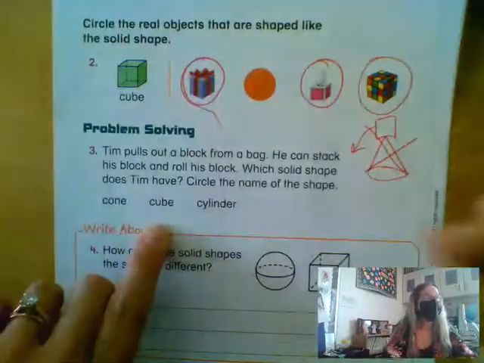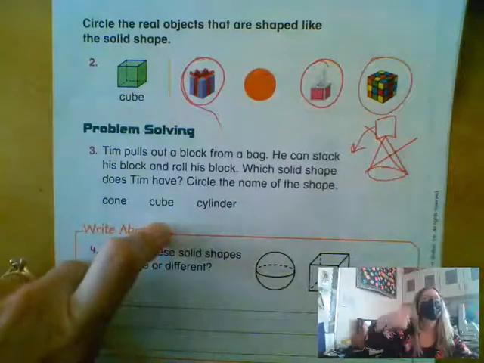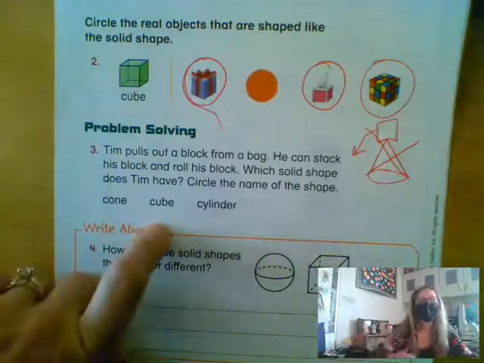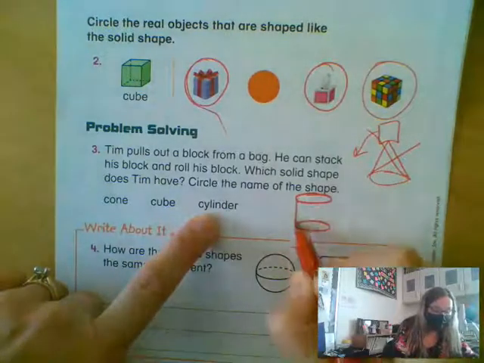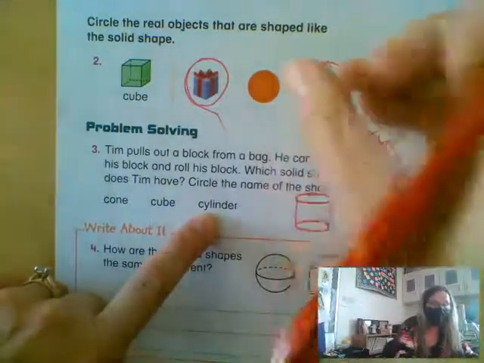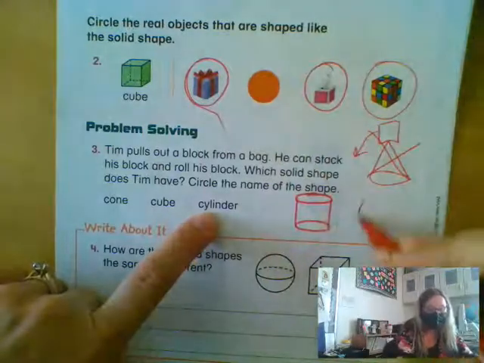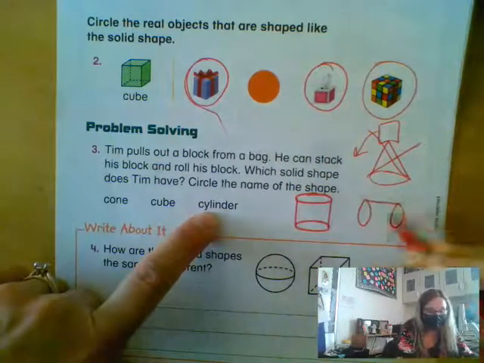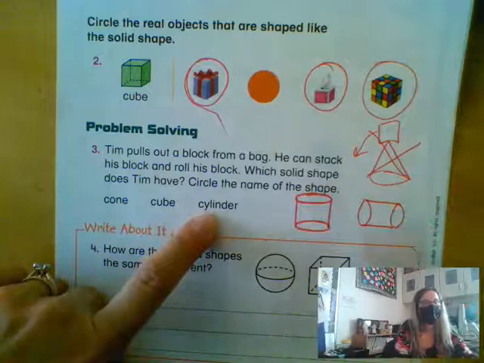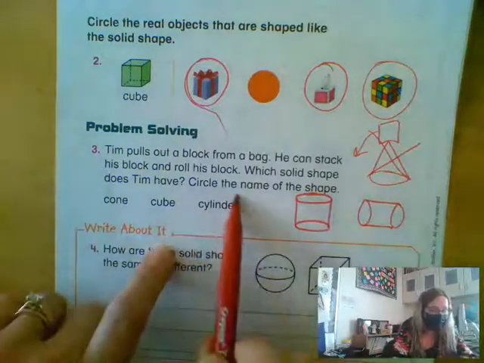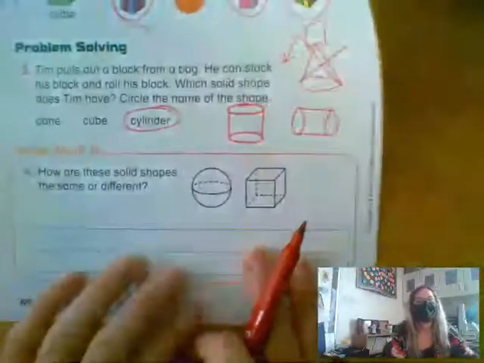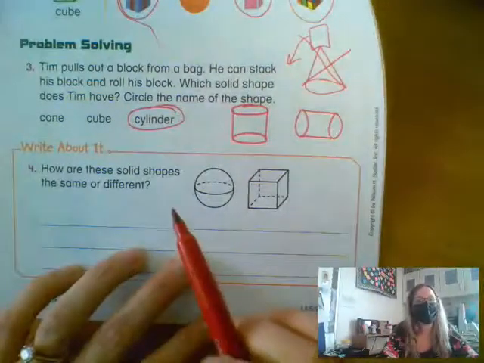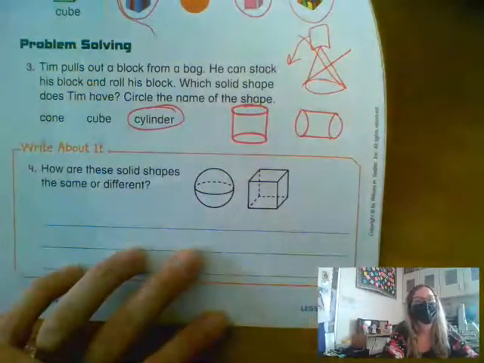A cube can be stacked super high, but can a cube roll? No. A cylinder can be stacked end to end, right? You could stack, stack, stack, or I could lay it on its side, and it could roll, roll, roll. So what shape did he pull out, everyone? A cylinder.